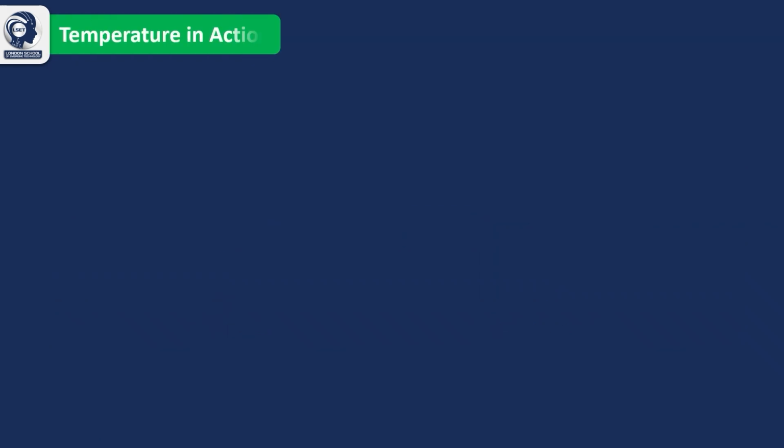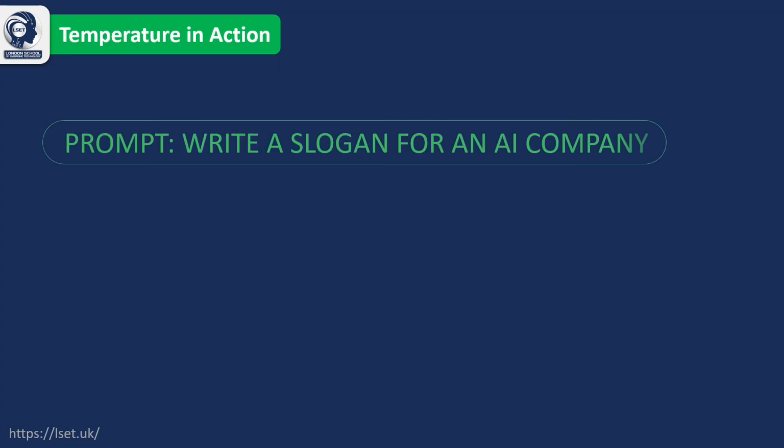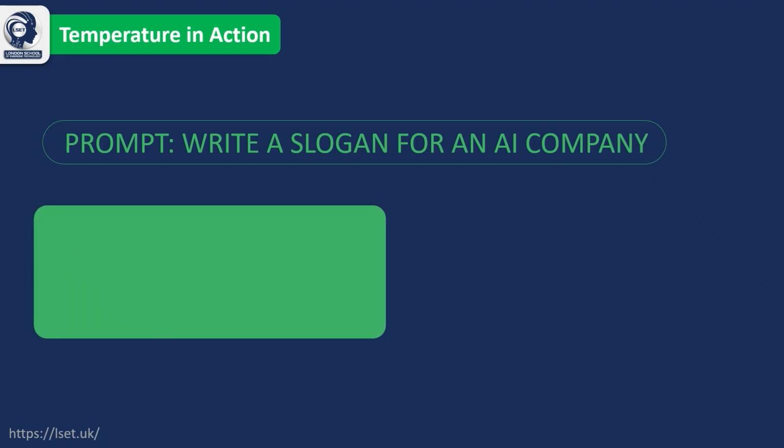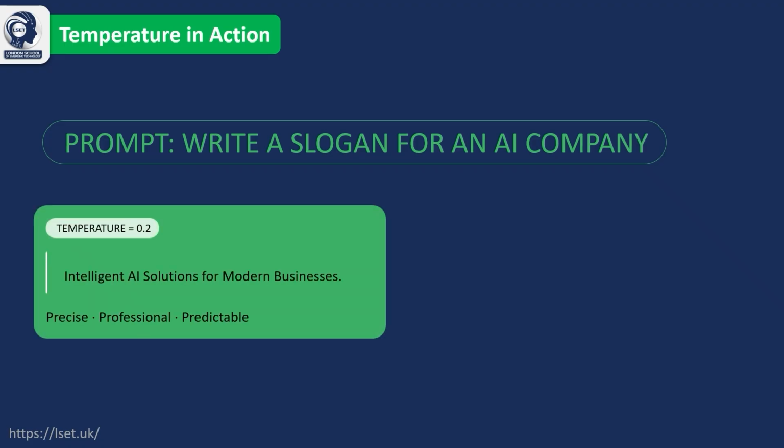Let's look at a practical example of how temperature changes the AI's response. In both cases, the prompt is exactly the same. Write a slogan for an AI company. With a low temperature of 0.2, the AI generates a response that is clear, professional, and predictable. This type of output is ideal for business communication where accuracy and consistency are important.